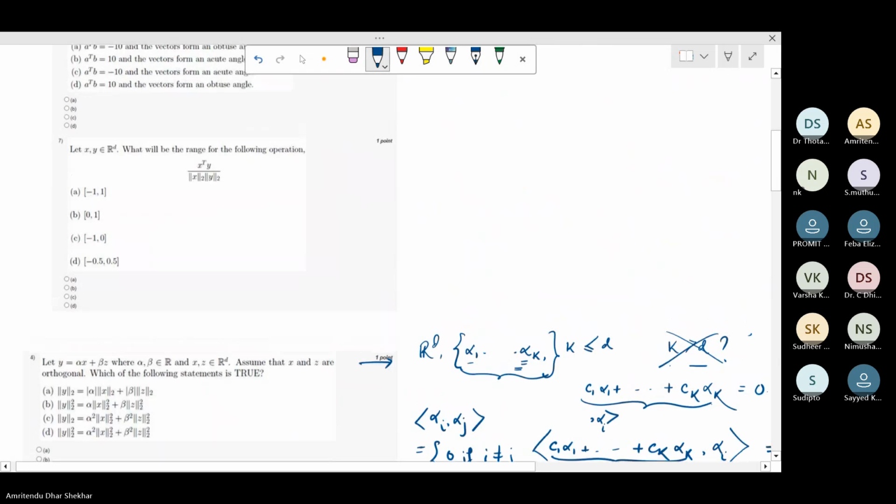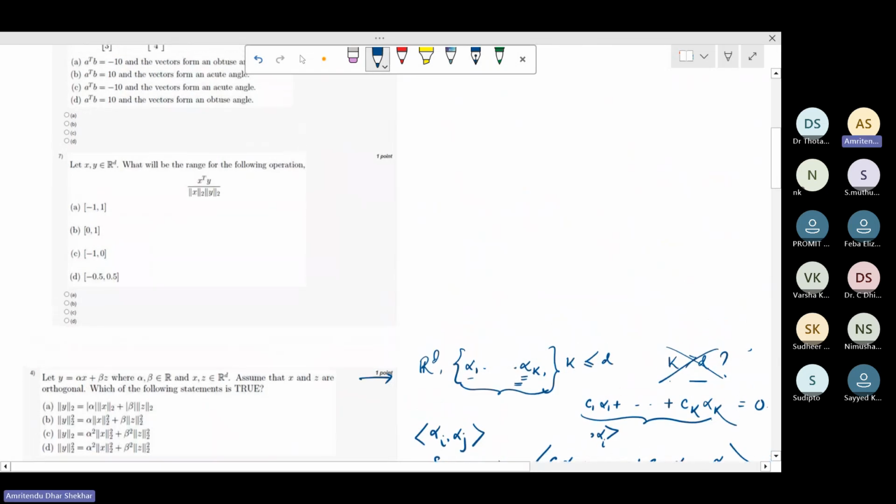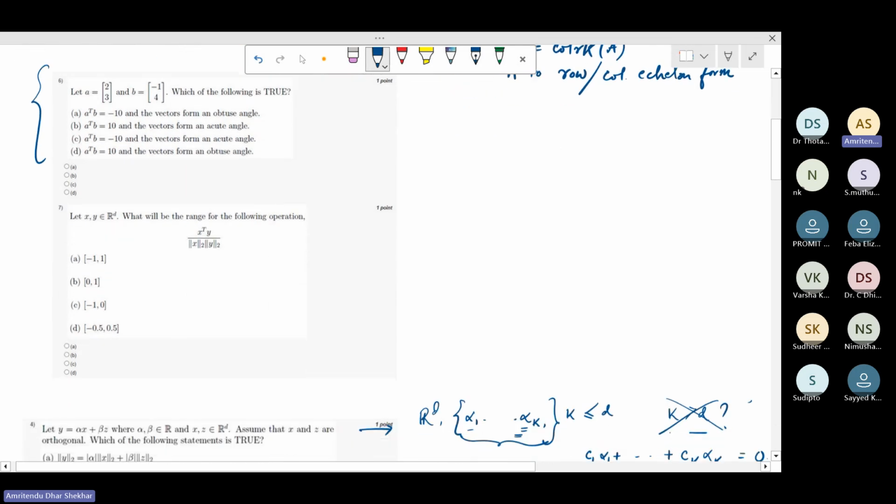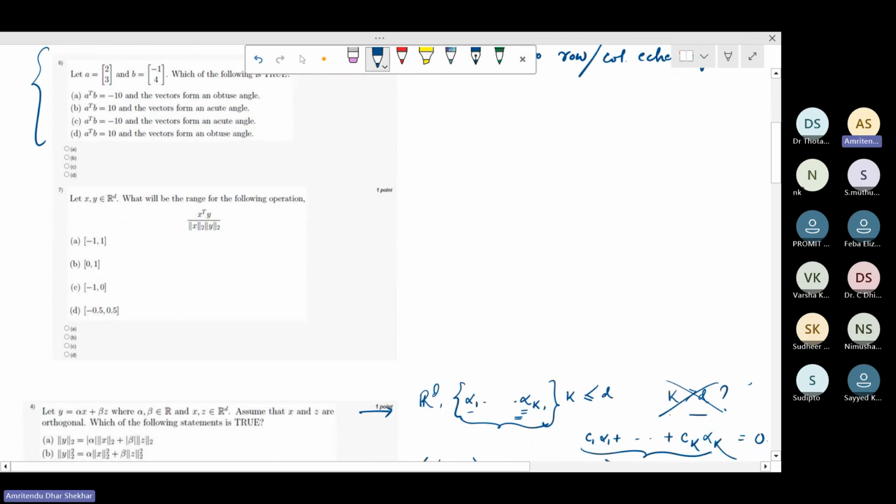All right. Let's look at the seventh problem. I think the sixth problem is pretty easy. I think this is a very easy problem. I'm not going to solve this problem. Let's look at the seventh problem. The seventh problem asks what is the range for this expression that they have given. So I'm going to write an inequality, which is called Holder's inequality.